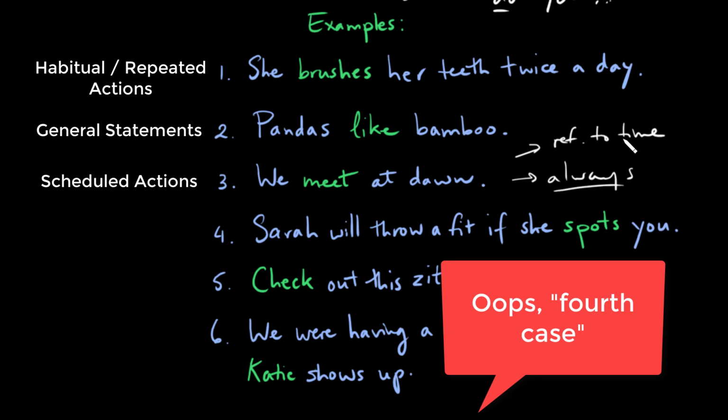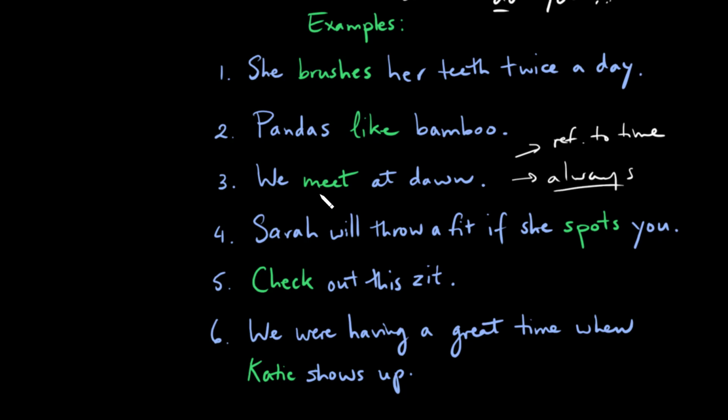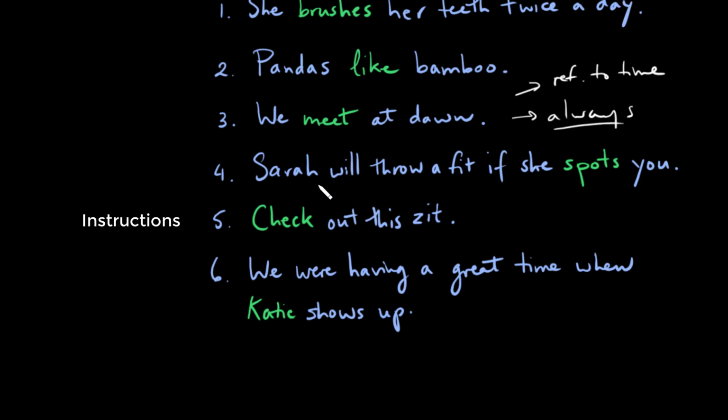In the third case, what we have here is some kind of use of the present simple with the future. And that might surprise you as well. But this one goes, Sarah will throw a fit if she spots you. So here we have spots, and this is a case of the present simple being used in relation to some kind of future moment. Then we have number 5, and this is the imperative form, the order form. We can order people to do things with the present simple. And then the last one, we were having a great time when Katie shows up.